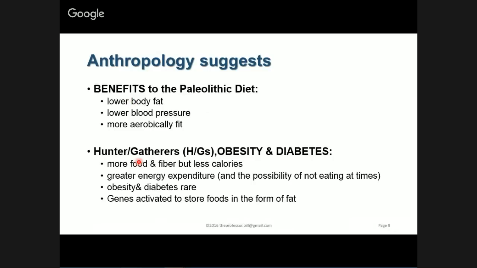So some of the benefits of that Paleolithic diet, the ones that we are aware of, it will lead to lower body fat overall, lower blood pressure, you'll likely be more aerobically fit. And these hunter and gatherer individuals that were using the Paleolithic diet, in terms of their obesity as well as their diabetes, as far as we can tell from the anthropological record, we know that they probably had, in terms of their food, more fiber, less calories, even though it looked about the same, and they used much more energy than we do now.